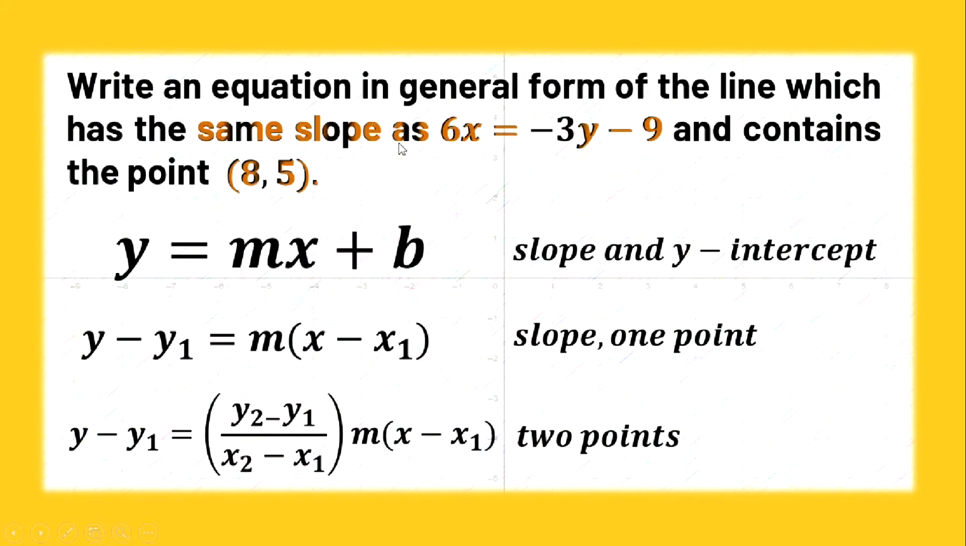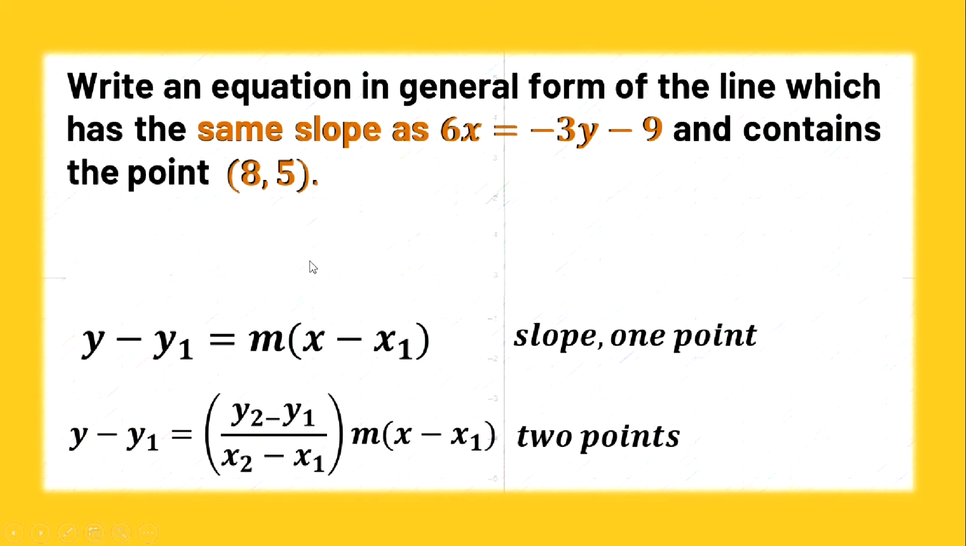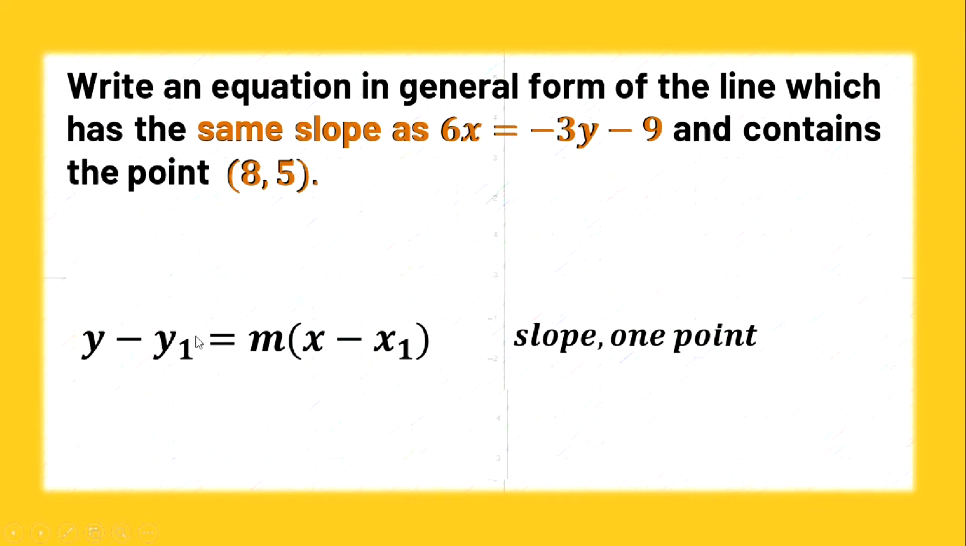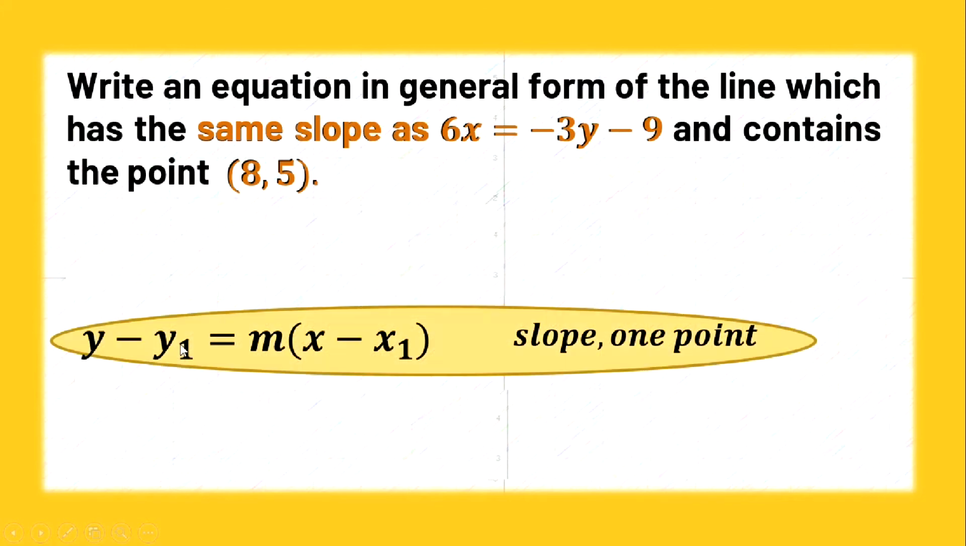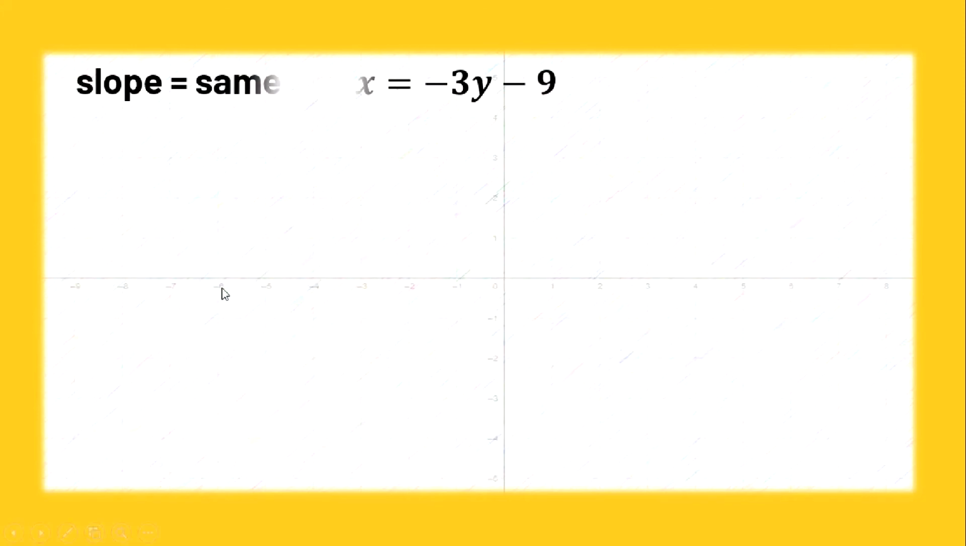So, sa given ang ating point and same slope daw siya as 6x equals -3y minus 9. Obviously, hindi natin magagamit si y equals mx plus b since hindi given ang y-intercept. And hindi rin natin magagamit yung 2-point form since isang point lang yung given. So, we have only one form which is the point-slope form. Again, ang given natin, slope is same as 6x equals -3y minus 9 and the point (8, 5). So, wala tayong problema sa coordinates ng point as is na siya as (8, 5).